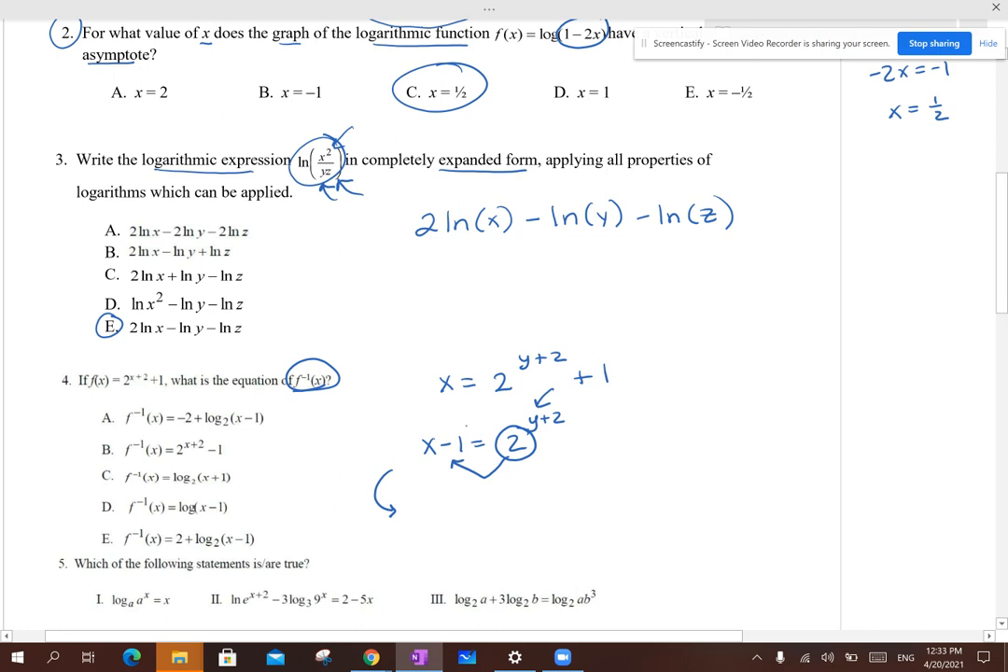So it's log base 2. The argument is x minus 1, and it equals y plus 2. So I'm going to subtract 2. And then, of course, the 2 could go at the end, but we don't like that because it confuses people if they don't put parentheses around the argument. So we're going to just put that negative 2 out in front. So y equals negative 2 plus log base 2 of x minus 1.